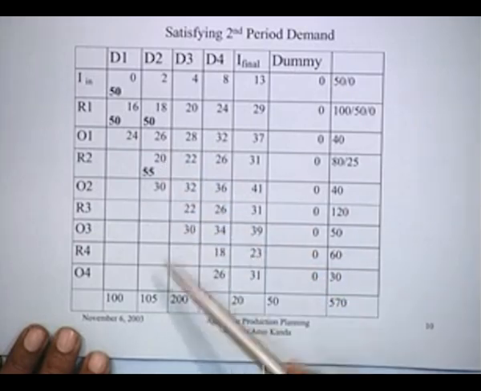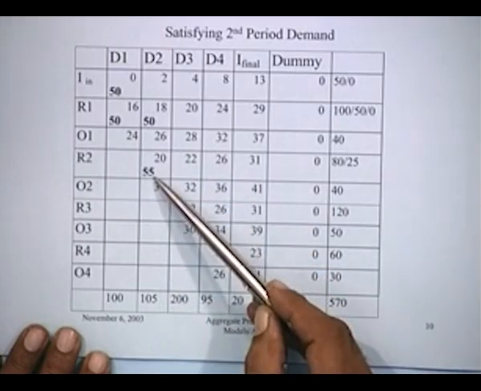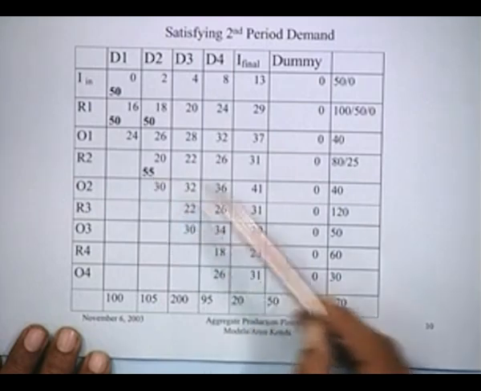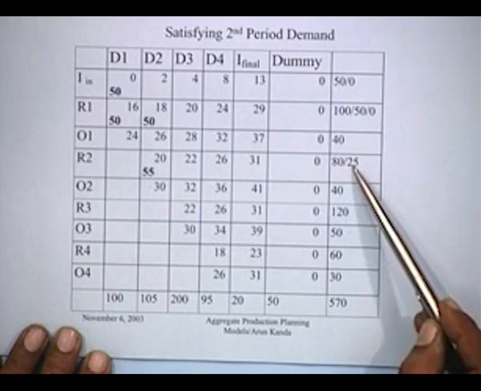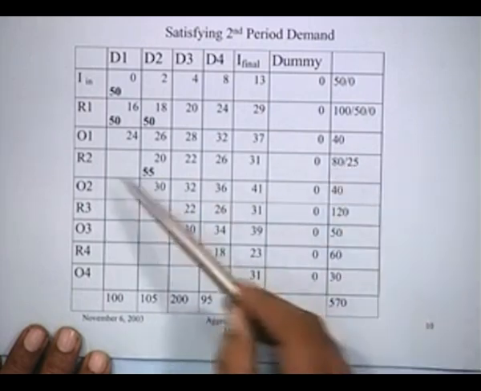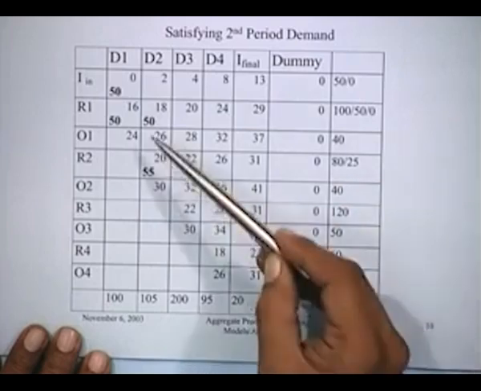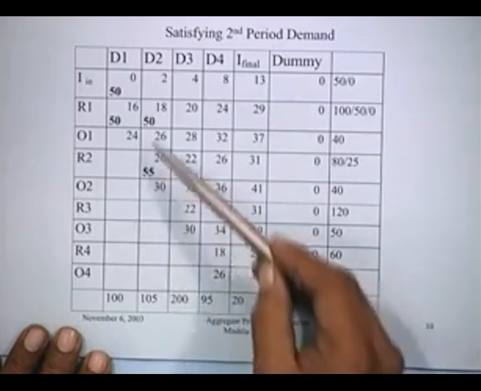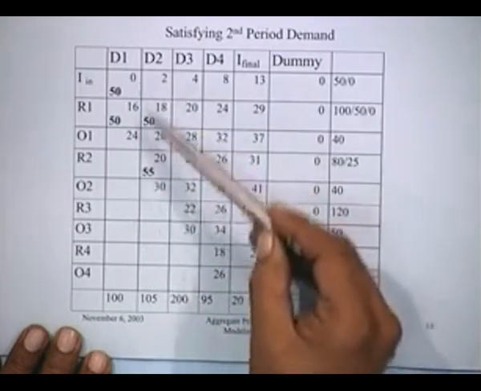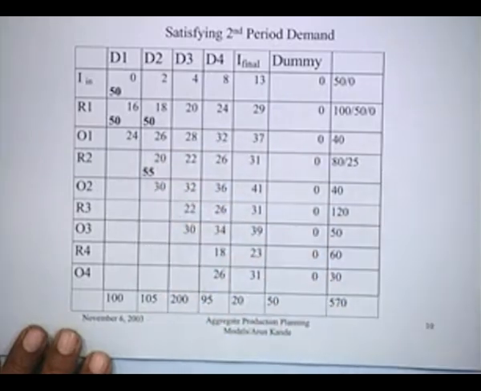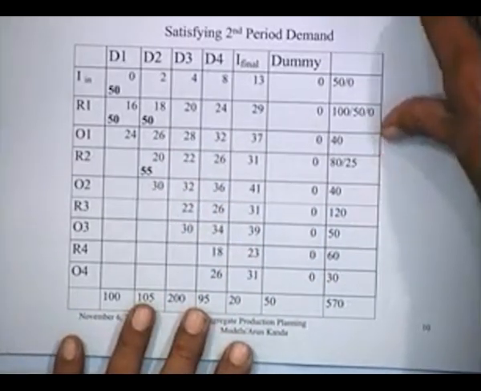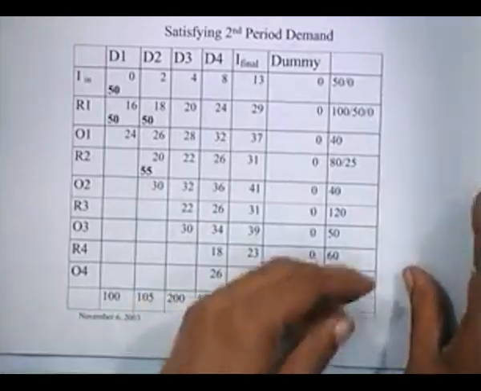So in 20 the balance 55 can be allocated to this particular cell, and in which case after 55 units are allocated, only 25 units will remain as far as the availability of R2 is concerned. Okay? So we have been able to now satisfy the demand for the second column or the second period. This 105 is taken care of, and we have updated the whole procedure. We will continue in this fashion.